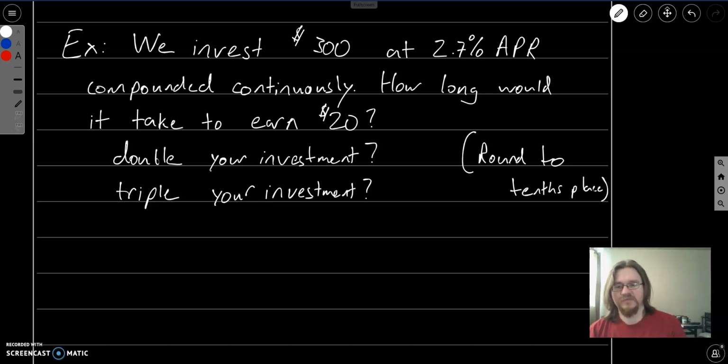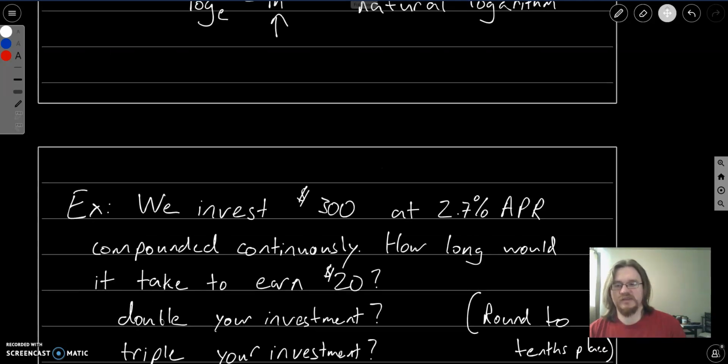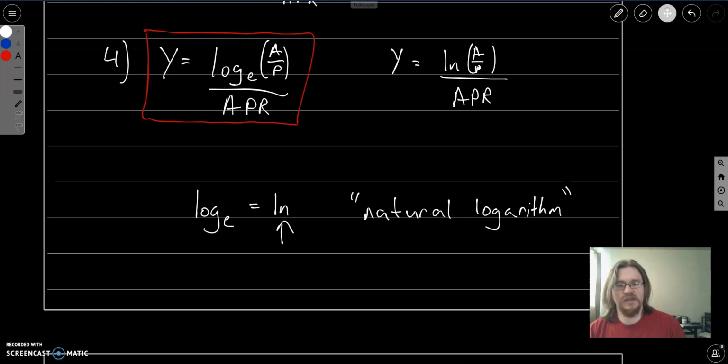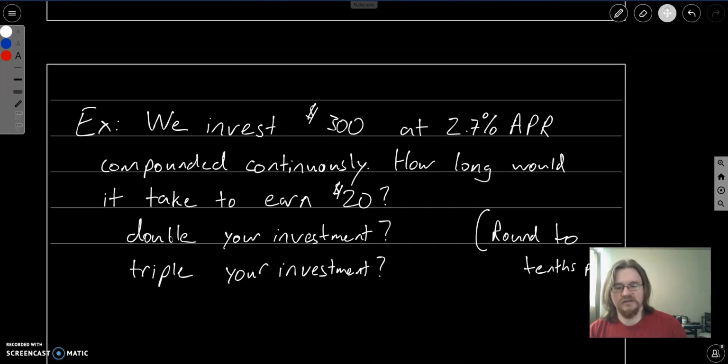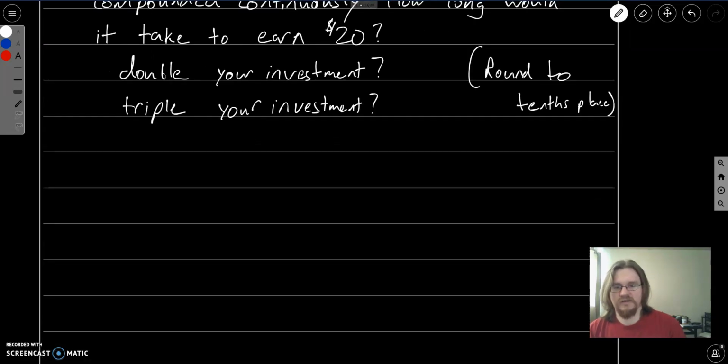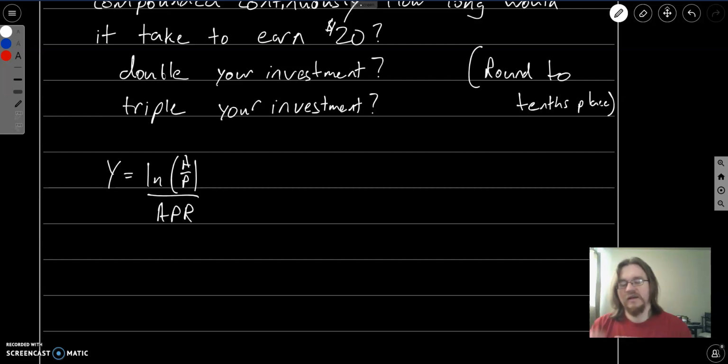Okay, so we have our formula. So let's write this down here so that we can see it. So y is going to be equal to ln of A over P divided by our APR. So let's tackle the first question. How long would it take to earn $20?